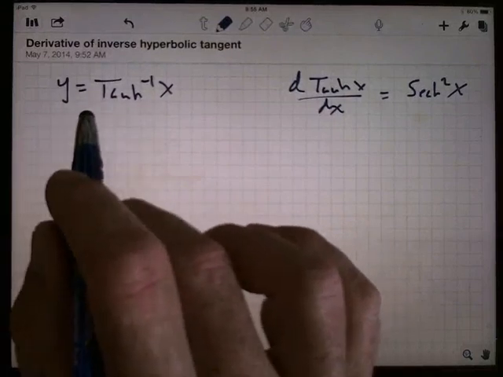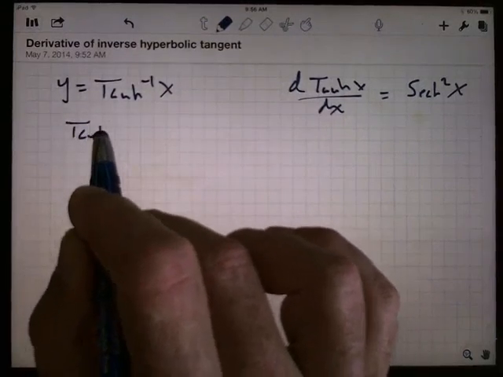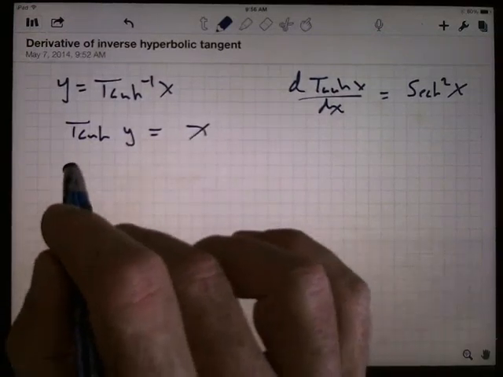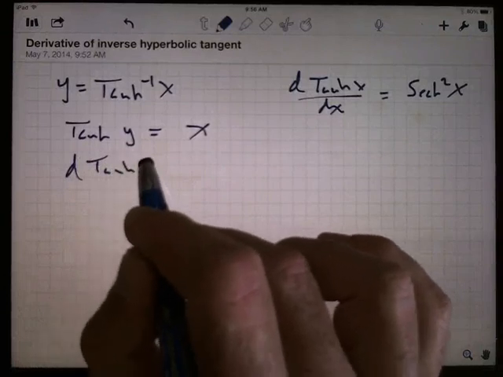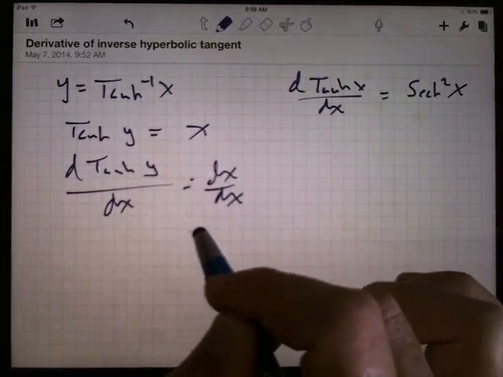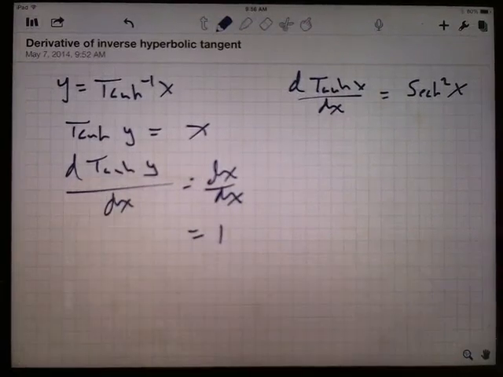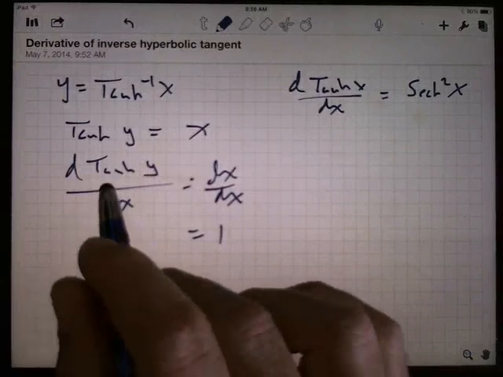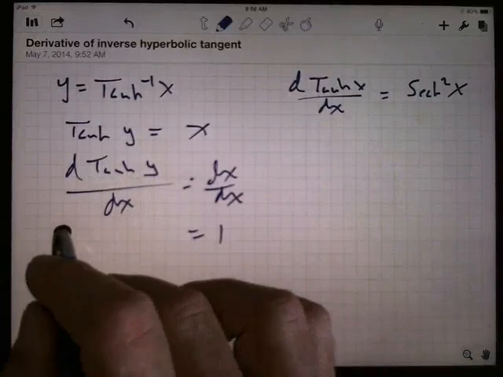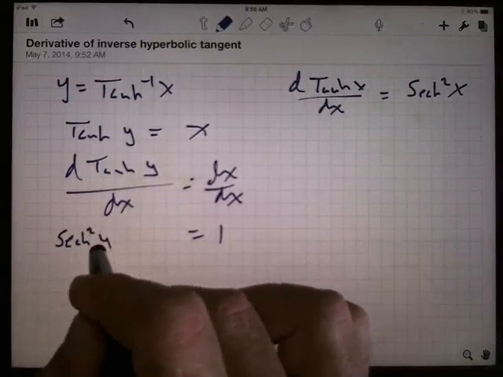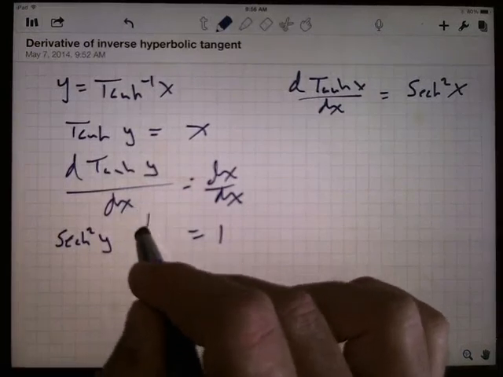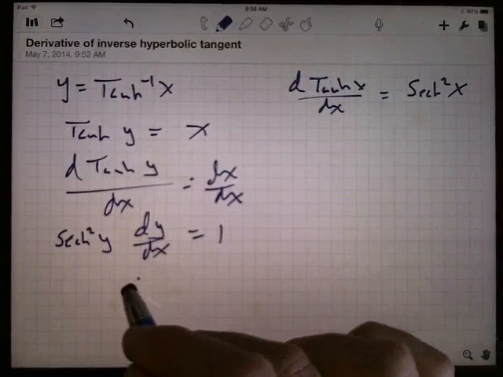Take the function over to the other side here. So, take the hyperbolic tangent of y. That would be equal to x, and then implicitly differentiate. The derivative of hyperbolic tangent y with respect to x is the derivative of x with respect to x. The right hand side is the easy one, right? And then take the derivative of the hyperbolic tangent of y. Well, if I did it with respect to y, it would just be hyperbolic secant squared of y, but I'm not doing it with respect to y, I'm doing it with respect to x, so chain rule says multiply by dy dx, then solve for dy dx.